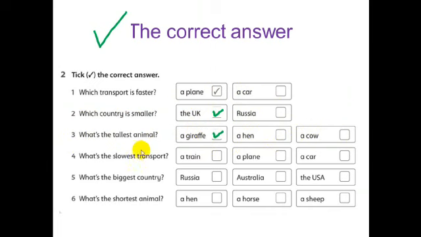Tick a giraffe, please. What's the slowest transport? Here we have the superlative form, EST and the. A train, a plane, a car. Excellent, a car. What's the biggest country? Russia, Australia, the USA. Do you remember this information? We mentioned it a lot. Russia is the biggest country. Excellent. Here we double G and we add EST and the. What's the shortest animal? A hen, a horse, a sheep. Yes, tick a hen, please. The shortest animal is a hen. Here we have the superlative form, EST.